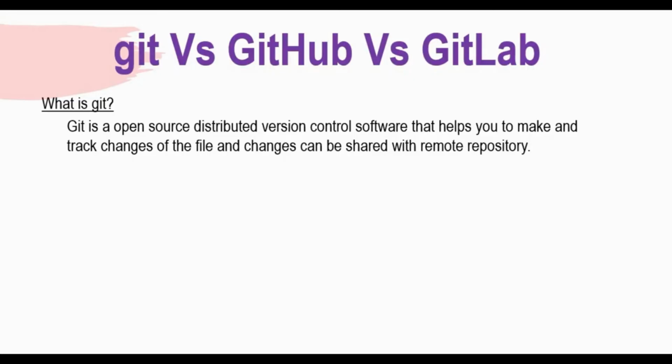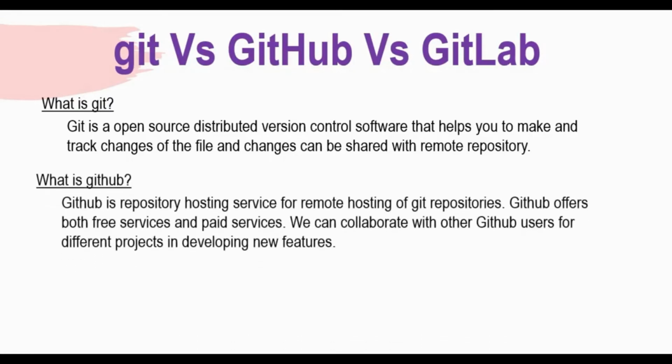Now you may think, then what is GitHub or GitLab? GitHub is a repository hosting service for hosting these Git repositories. So what does it mean? You have repositories for Git on your local machine. You can store them on a remote repository, which can be on the cloud or on your own hosted servers. GitHub offers both a free service and a paid service.